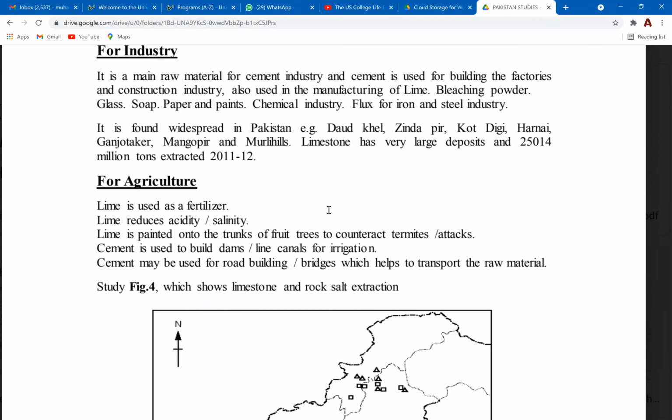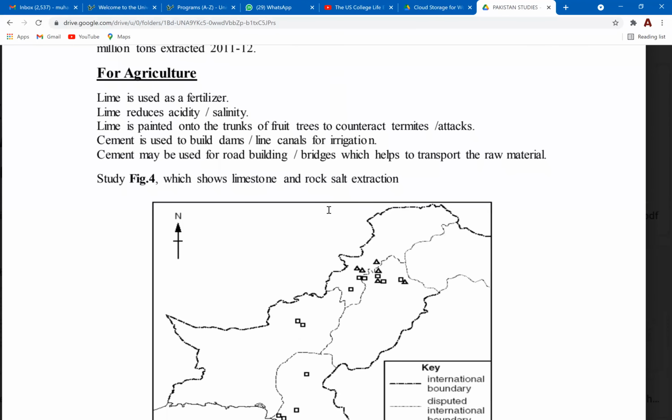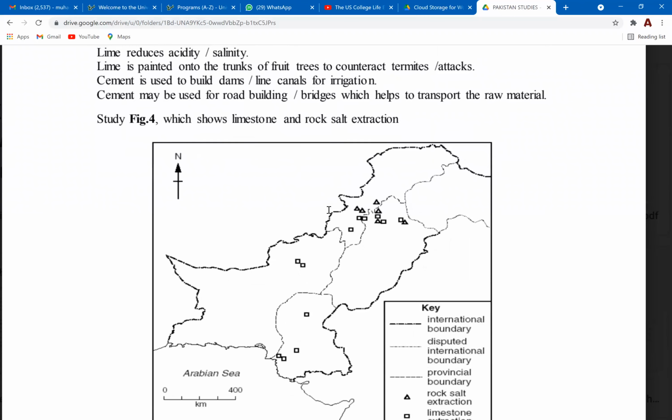Limestone. Limestone is also a raw material for the cement industry. It is used for building the factories. It is used as a bleaching powder for soaps, for paper, for paint, for the chemical industry. And you can find limestone in a lot of areas in Pakistan, in Sindh, in Punjab, in Balochistan. For agriculture, lime is used as a fertilizer. It reduces the acidity and salinity of soil.